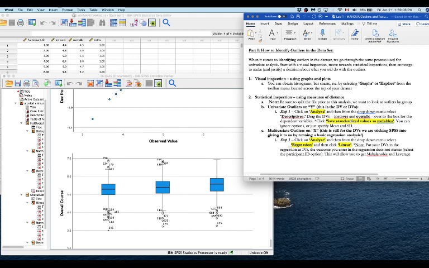Pretty typical, but we can't really just go and delete all of these things based on that. This is a huge data set, so we could, but we're not going to. We're going to use actual stats. Next up is the statistical inspection.